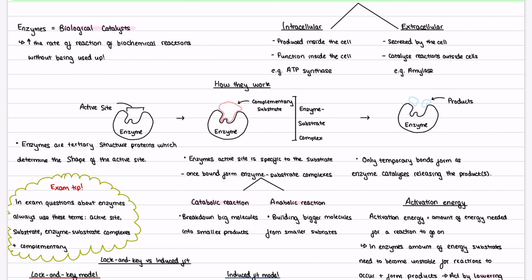Enzymes have an active site which is specific to the substrate. Once the enzyme and substrate have bound, it forms temporary bonds and are called enzyme-substrate complexes. The enzymes can catalyze catabolic reactions which break down big molecules into smaller ones, or anabolic reactions which build bigger molecules. However, remember this: a catapult breaks things, so catabolic equals breaks down. Once the enzymes have catalyzed the reaction, the products are released.